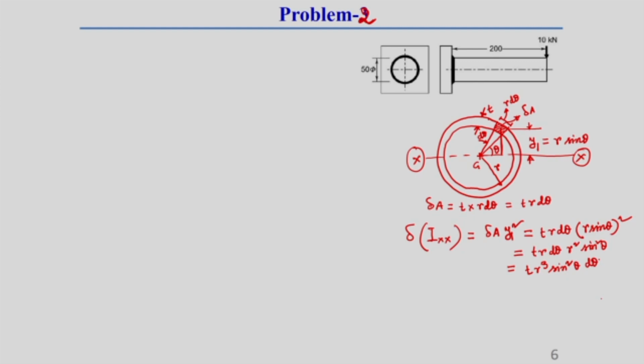Now, what should be the total moment of inertia of this annular weld about this x axis? This we can find out by integration. So, here this is the small elemental area's moment of inertia about the x axis. This I am representing by equation number 1.